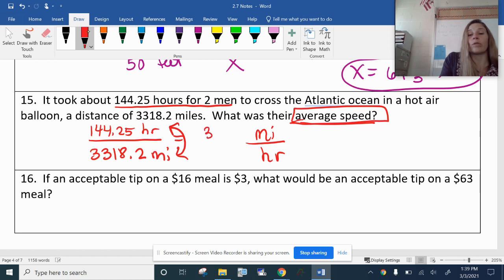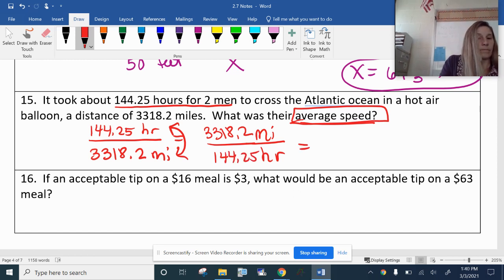So you're going to do the 3318.2 divided by the 144.25. And I have 23.00 miles per hour.